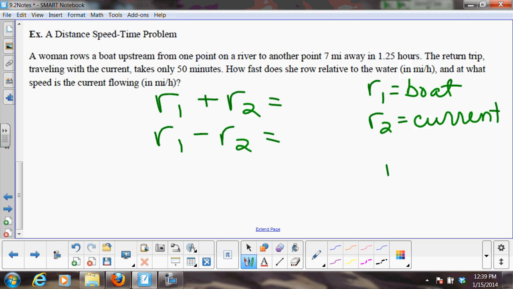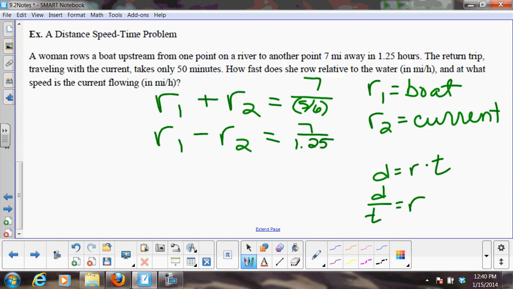So since we're talking about rates, we have distance equals rate times time. Distance divided by time is our rate. So when we're going downstream, we went 7 miles in 50 minutes. But our rate is in hours, so this is 5/6, 50 minutes out of 60 minutes. And then on the way upstream, we have 7 miles in 1.25 hours. Well, they're already set up where we could just eliminate our 2's.